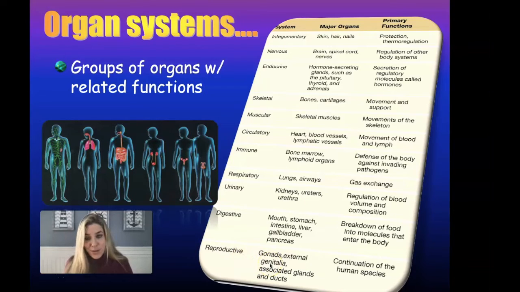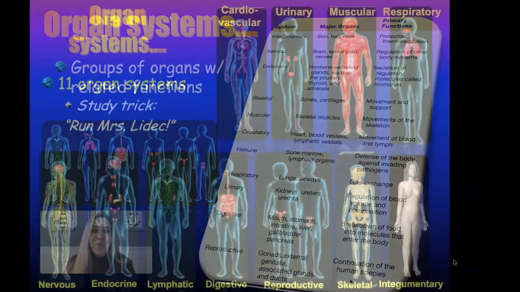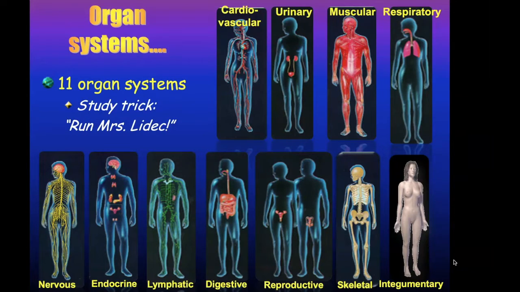This is obviously the system that has the organs that are needed to reproduce humans. And so it includes your gonads, which is testicles for males or ovaries for females, the external genitalia, any other associated glands and ducts. But ultimately, you can't have humans without the reproductive system. So here we're just looking at those 11 systems.